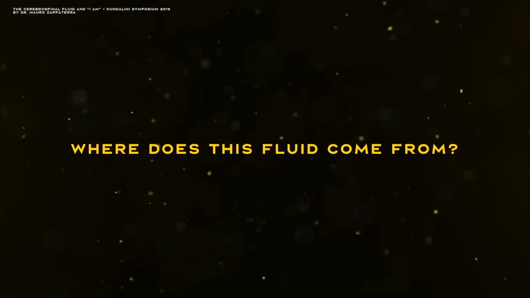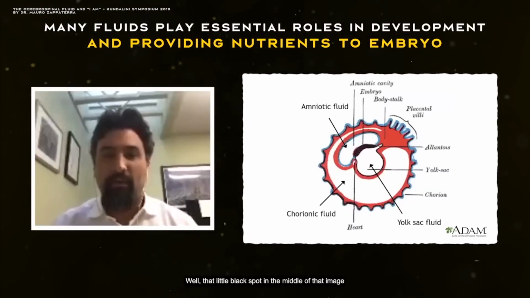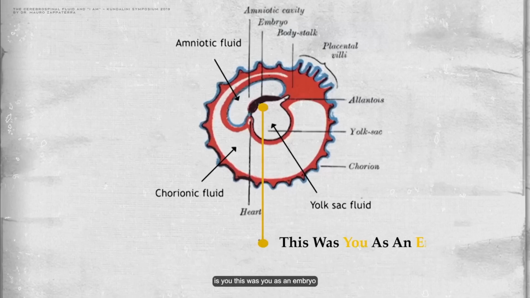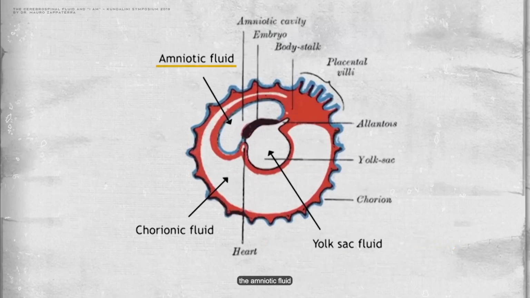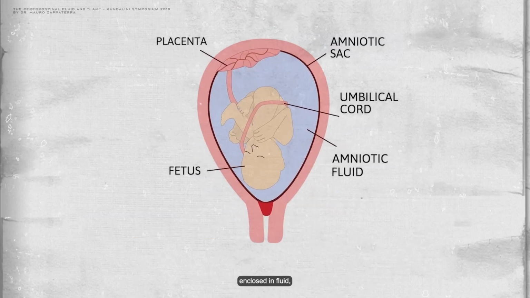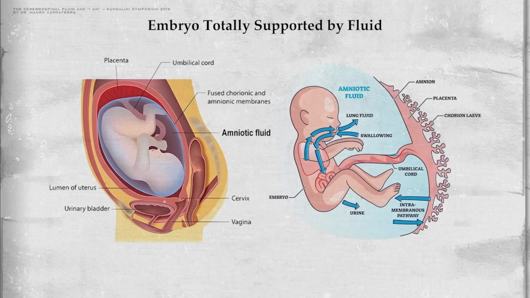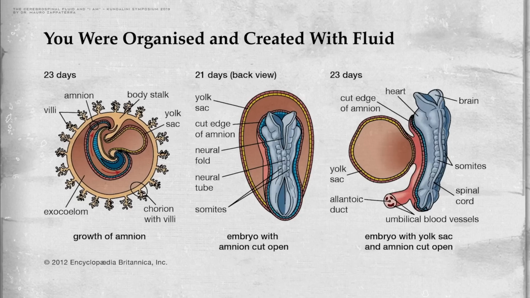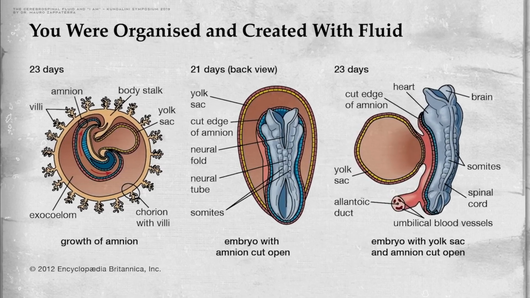So, where does this fluid come from? Well, that little black spot in the middle of that image is you. This was you as an embryo. You can see above the amniotic fluid. Below that you can see the yolk sac, and all around it you can see the chorionic fluid. Look at how you are essentially developing surrounded by fluid, enclosed in fluid, and totally supported by fluid. You are organized and created with fluid.